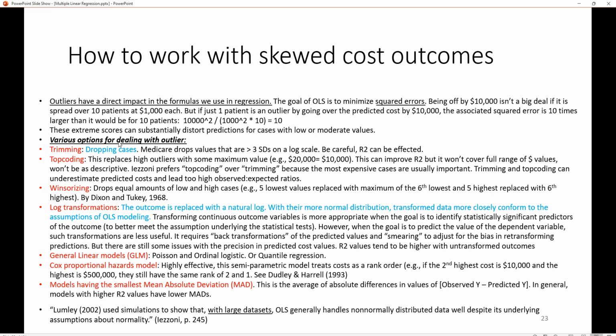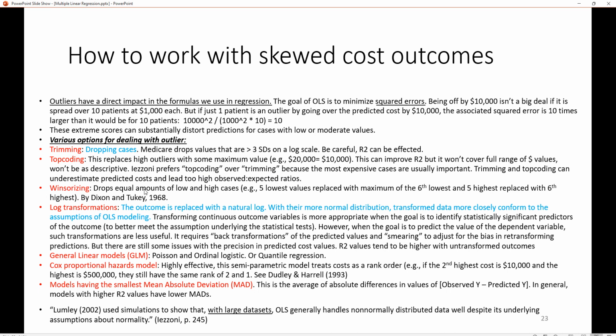And so we have various options for dealing with outliers. We can do trimming, which is just dropping cases. You might drop the high cases. And top coding. This replaces high outliers with some maximum value. So for example, say we have a case that's $20,000. If we top code it at 10,000, that $20,000 cost gets recoded to a value of 10,000. This can improve R-squared, but it won't cover the full range of cost values. It won't be as descriptive. The author that I cited this from prefers top coding over trimming because the most expensive cases are usually important.